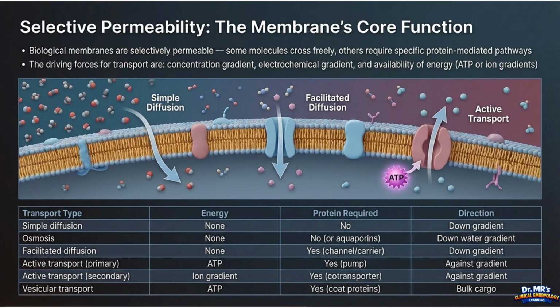The driving forces for membrane transport fall into three categories. A concentration gradient drives net movement of uncharged molecules from high to low concentration. An electrochemical gradient, which combines concentration with electrical charge, drives net movement of ions. And for transport against gradients, an energy input is required, either in the form of adenosine triphosphate hydrolysis or an ionic gradient previously established by a pump.